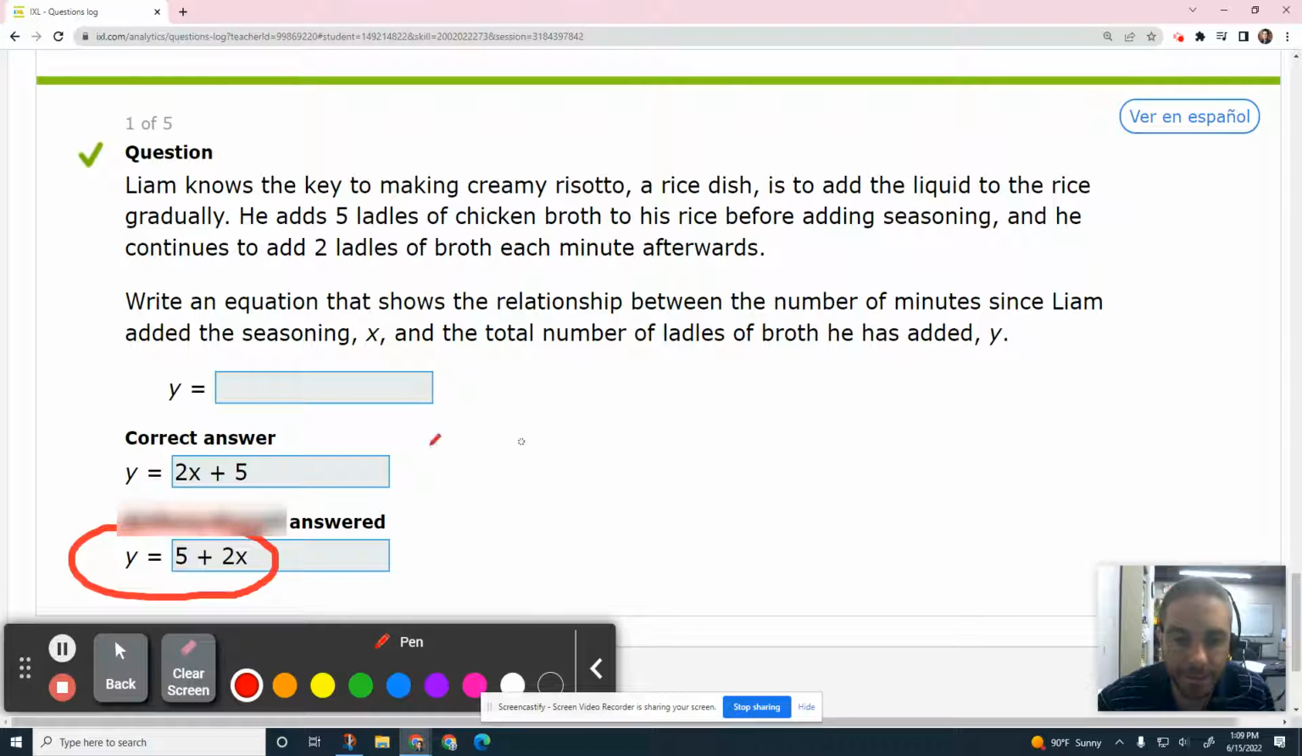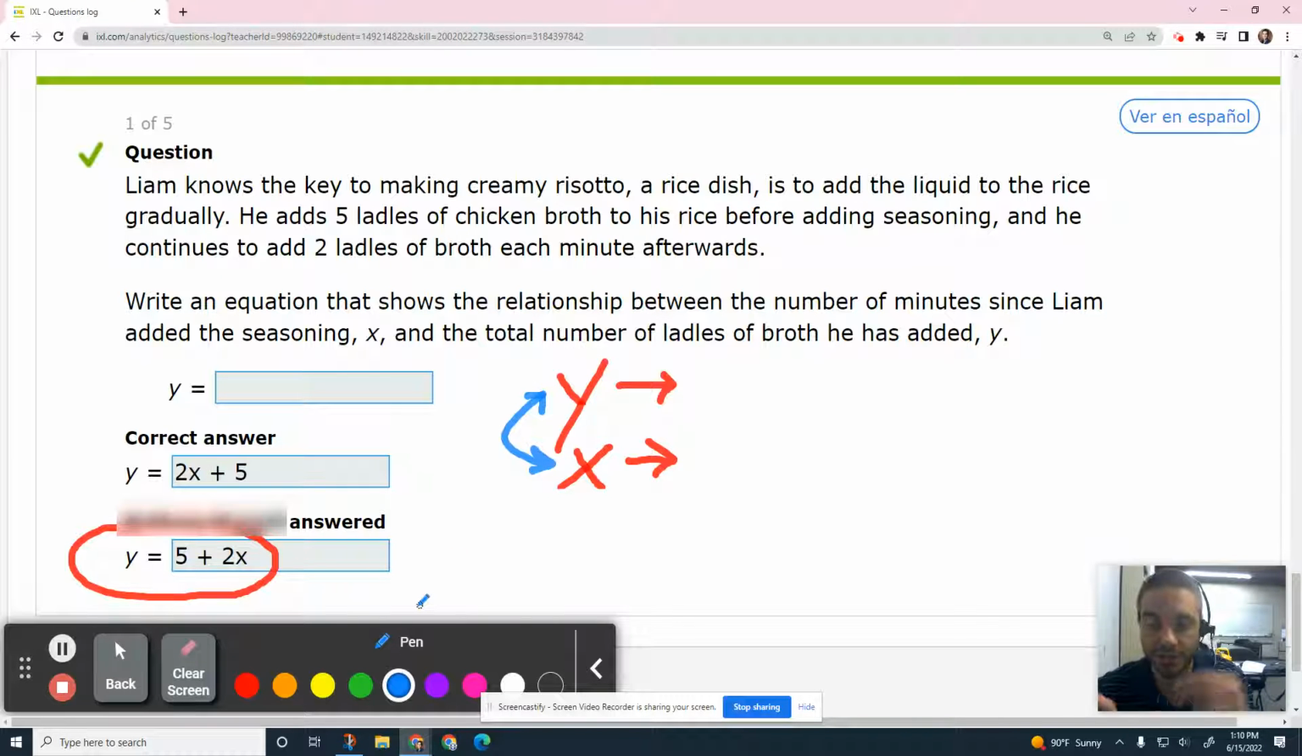In each one of these algebra statements, there's going to be a y variable and an x variable. Basically, they're abbreviations for things that can change, but they're also connected to each other. They're in a relationship with each other. So when one changes, the other one's going to change as well.